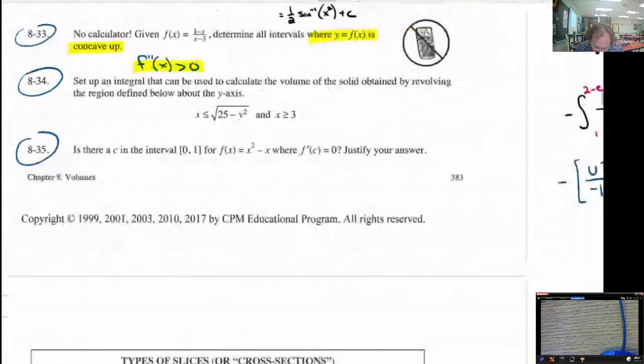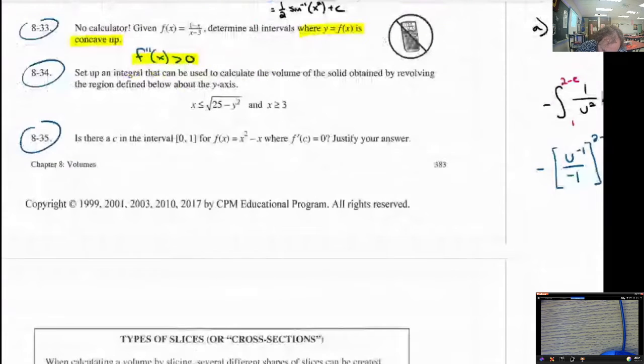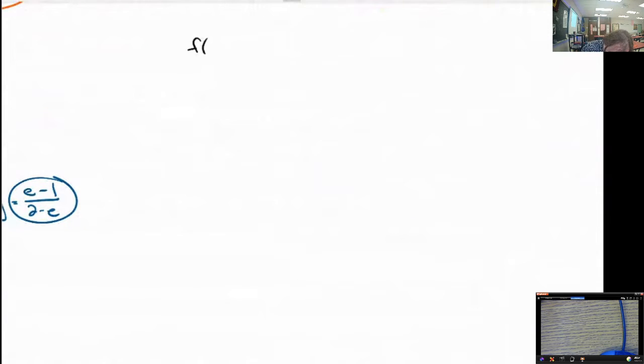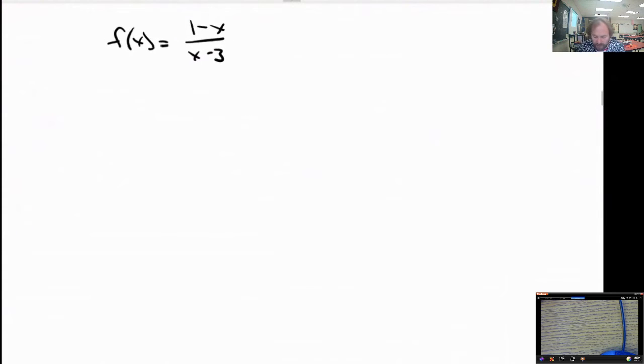So that's going to come down to making a sign chart. We have 1 minus x over x minus 3. I'm going to move all the way up to the side here. 1 minus x over x minus 3. We're looking for when this is greater than, or when the second derivative is greater than 0. What's going to be a pain about this is actually finding that second derivative.